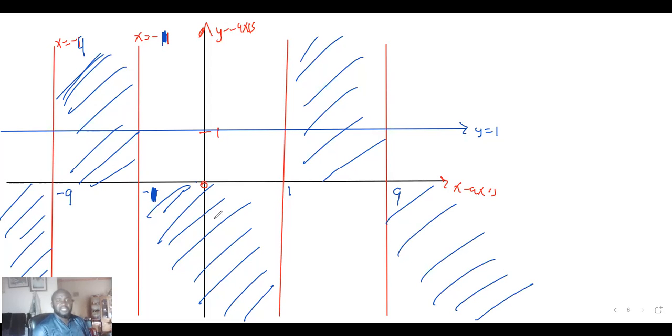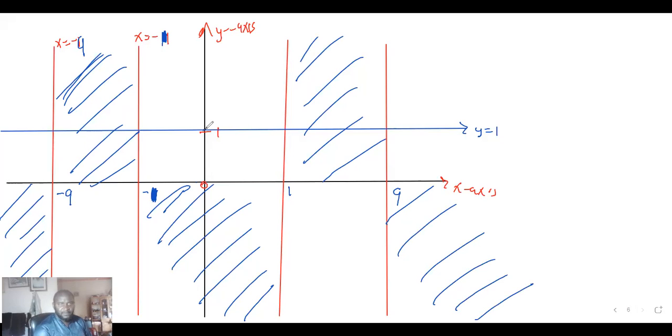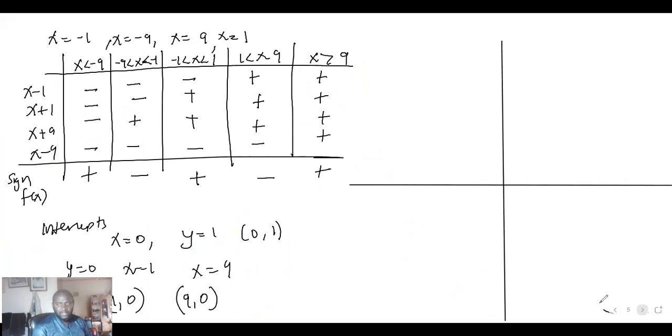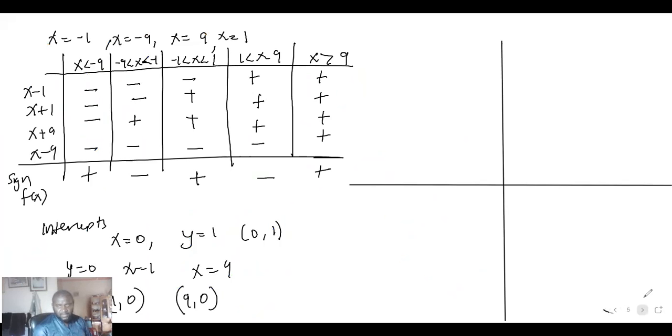Where are our turning points? Our turning points we have seen. We have intercepts of (0, 1), which is exactly here. We have (1, 0) and (1, 9). (1, 0) is here. We have (1, 0) and (9, 0).